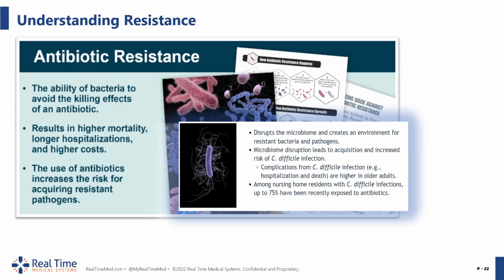How are they disrupting the normal flora of our intestinal tract? How do we have some of those superbugs, such as C. difficile, developing? And even when we think about C. diff among nursing home residents with C. diff infections, 75% of those residents, that's an outstanding statistic, have been exposed to antibiotic usage. So it's right there, the proof is in the pudding, so to speak, when we talk about how that antibiotic resistance develops.